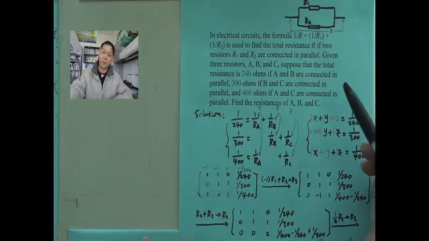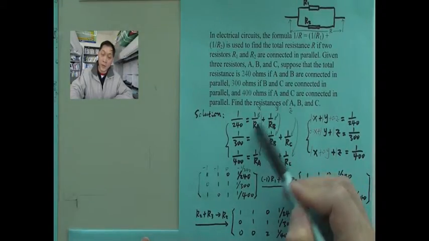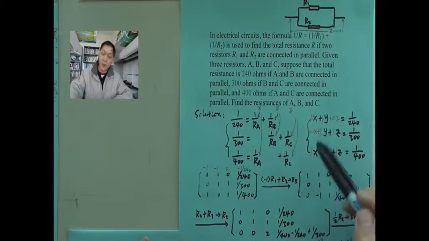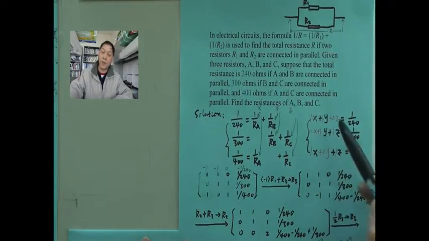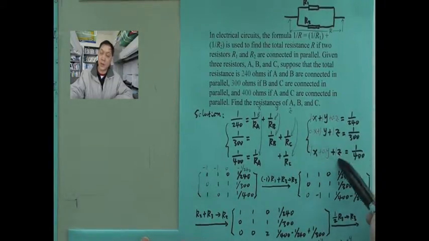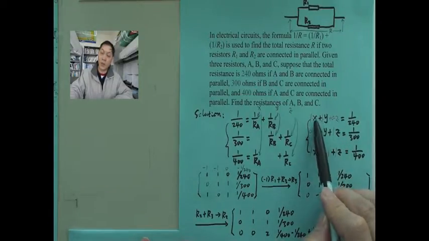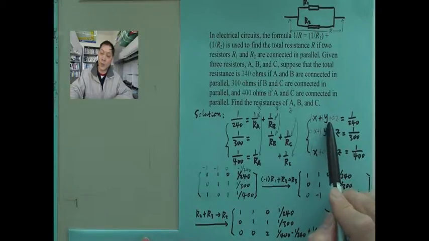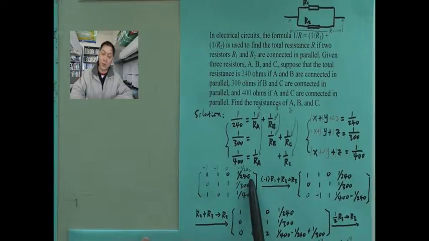Now here the trick to solve this one is that you want to let X be 1 over RA, so this place can be replaced by X. You want Y to be 1 over RB, so those two places will be Y. And you want Z to be 1 over RC, so these two places will be Z. Okay, you keep the rest of them. And then you can see X, Y, no Z, so the coefficient of Z is 0. Then X is again 1 times X. Y is again 1 times Y. So you have 1, 1, 0, and then the constant right here, 1 over 240.